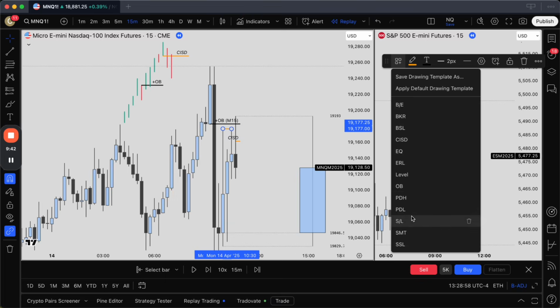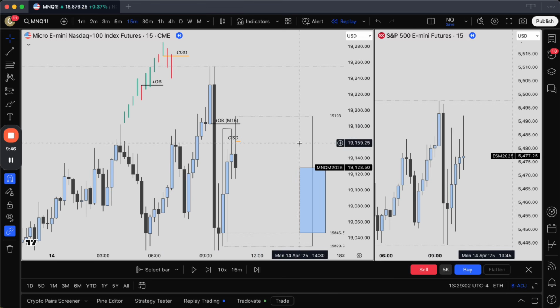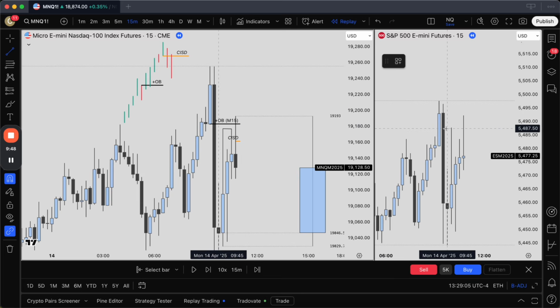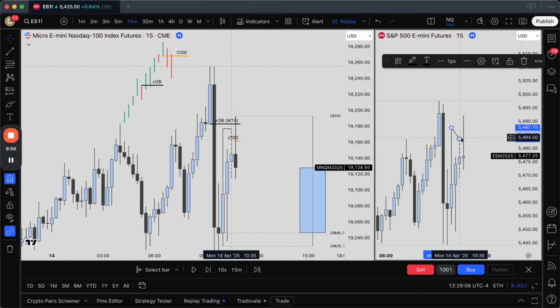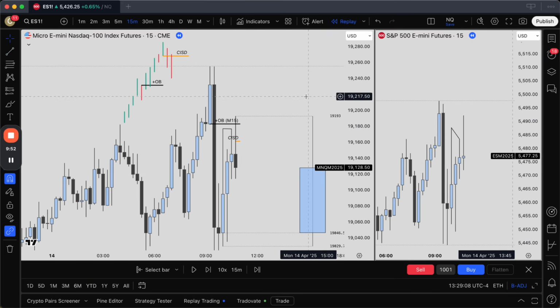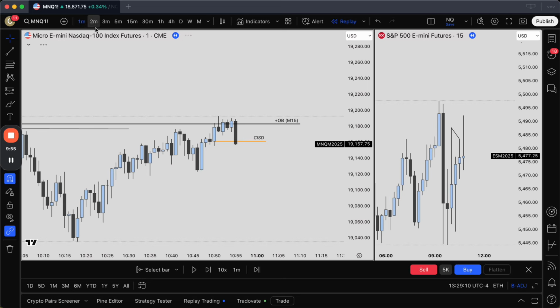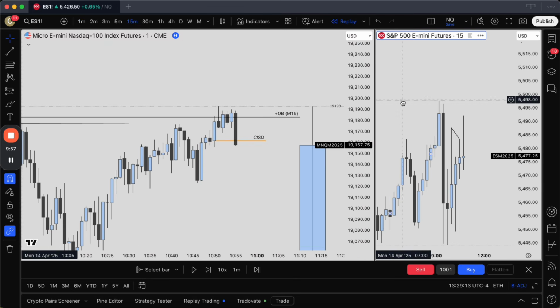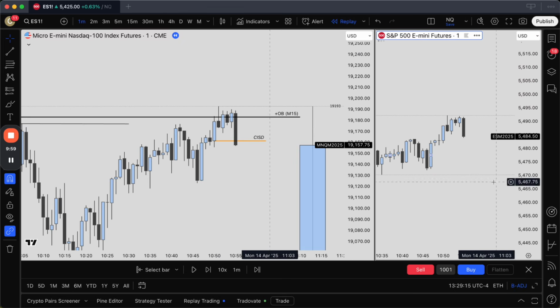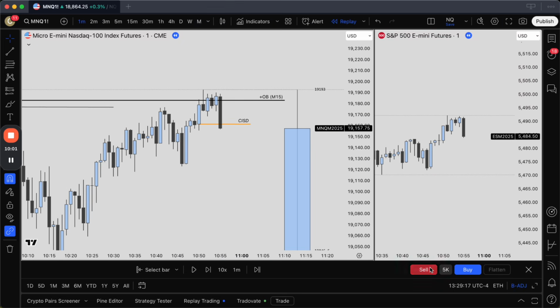And then, let me draw the line instead. On the ES, there's clearly a lower high right here. So that's external SMT right there. It's not super clean, if I'm being honest, but it does the job. So that was my entry to go short.